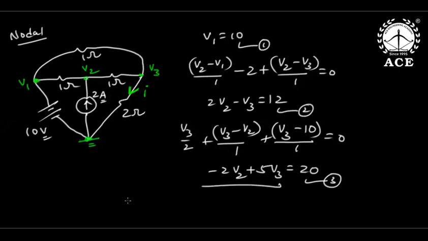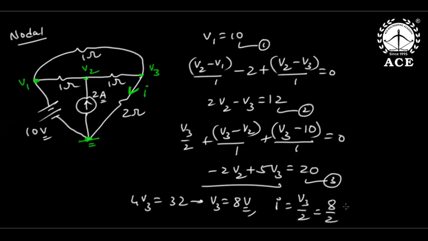If you add 2 and 3 directly, 4V3 equal to 32. So V3 equal to 8 volts. If V3 equal to 8, I is V3 by 2, that is 8 by 2, 4 amperes. Yes, it is 4. So same answer we got here also, 4 amperes.